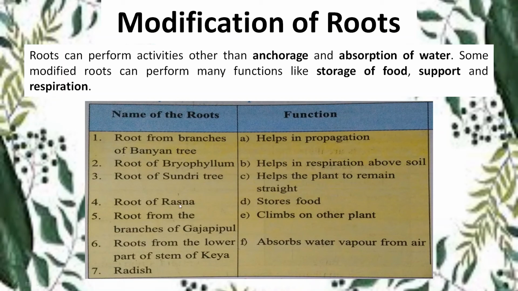Roots of Rasna help to store food. Roots from the branches of Gajapaipul help to climb on other plants. Roots from the lower part of the Kea absorb water vapor from the air. And Rajesh, they again store food. Clear?